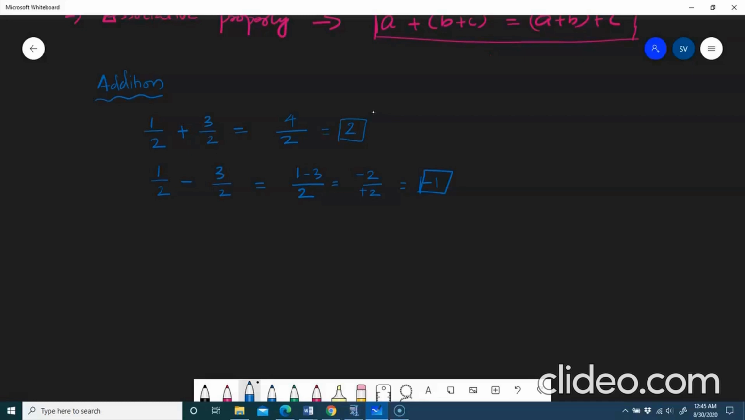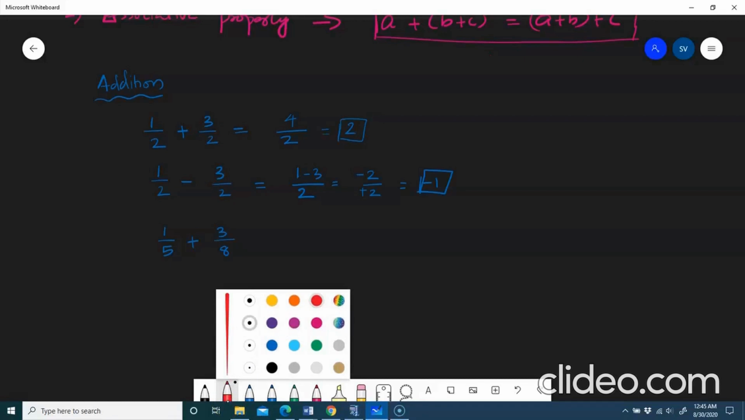So if we have rational numbers with different denominators, what will we do? Say for example 1/5 plus 3/8. 1 by 5 plus 3 by 8. There is a shortcut for doing this. That shortcut I'll explain first. If you are answering a multiple choice question, the shortcut will work like this.